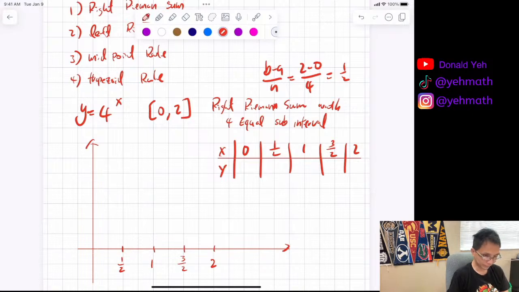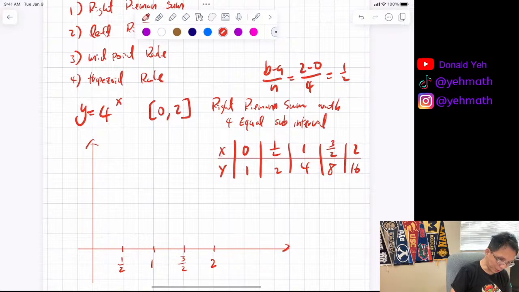Right? So I'm going to plug in the values. 4 to the 0 power is what? 4 to the half power. 4 to the 1 power. And 4 to the 3 over 2. 4 to the 2 is 16. Good. So I'm going to use each one's width of 1/2.